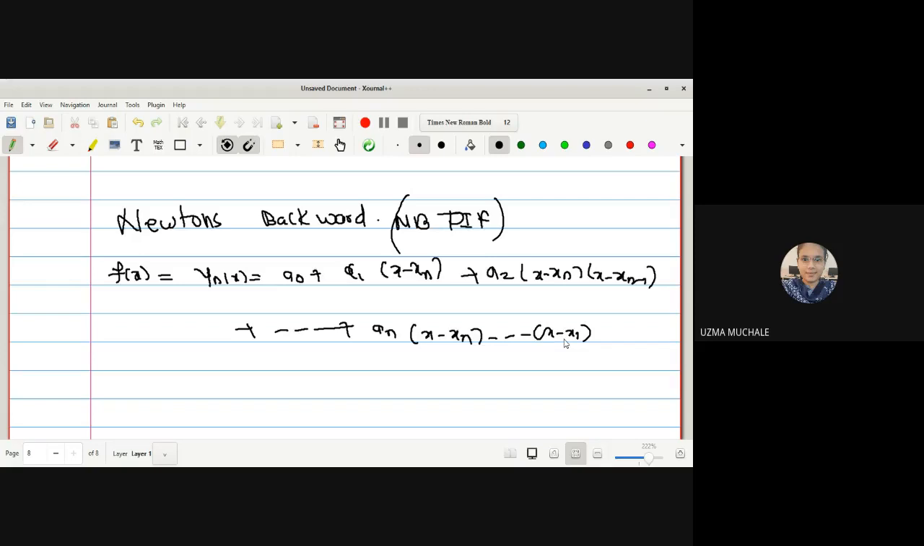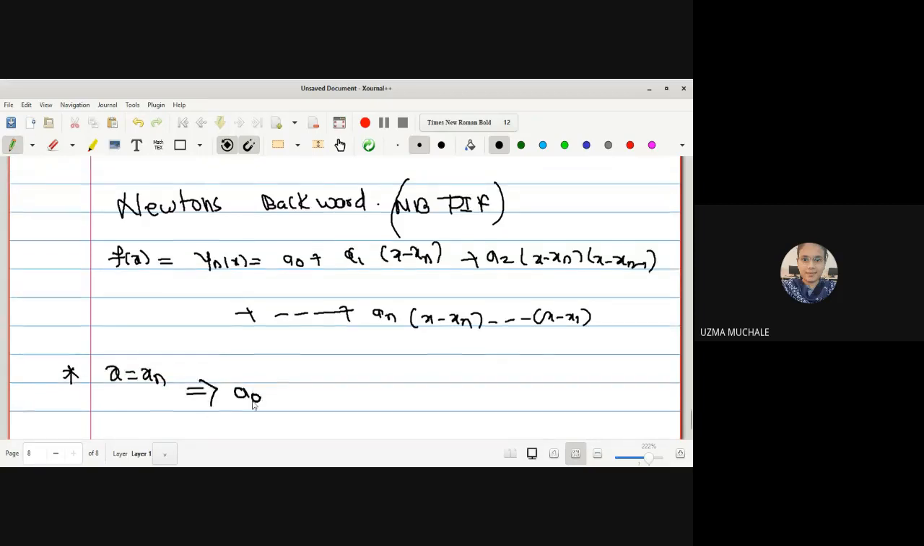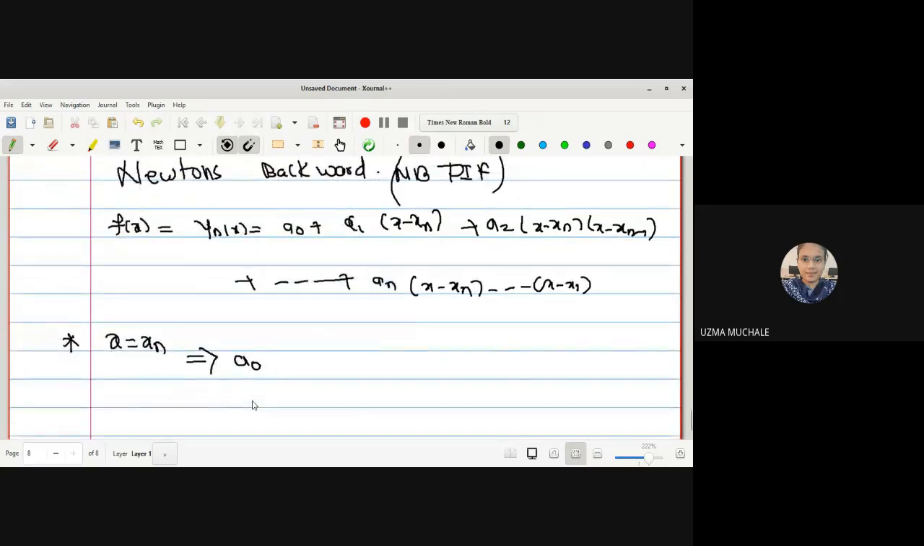Now what you have to do? We have to do the same procedure. Okay, first you have to put x is equal to xn. You will get the value of a naught. Find this and tell me the value of a naught after putting x is equal to xn. Everyone should solve it and tell me the answer. What is a naught?